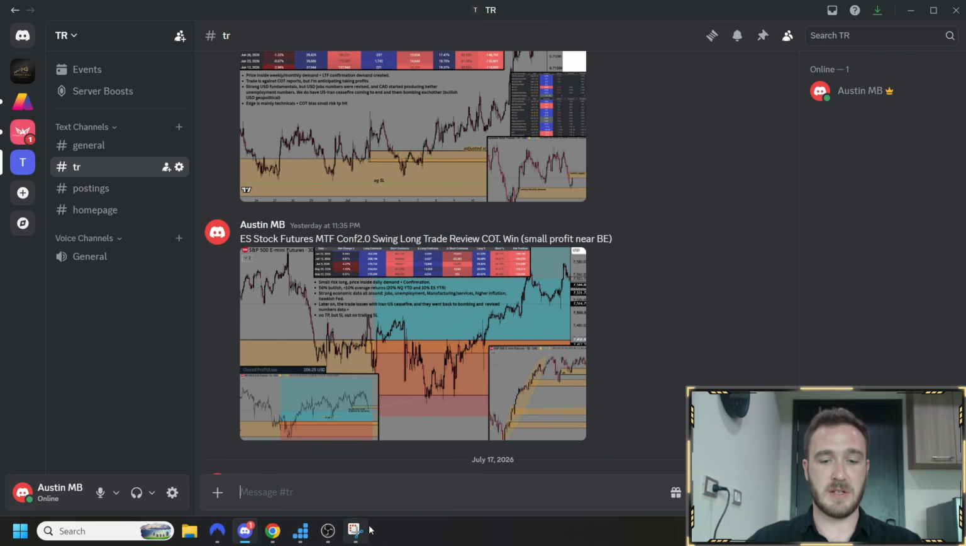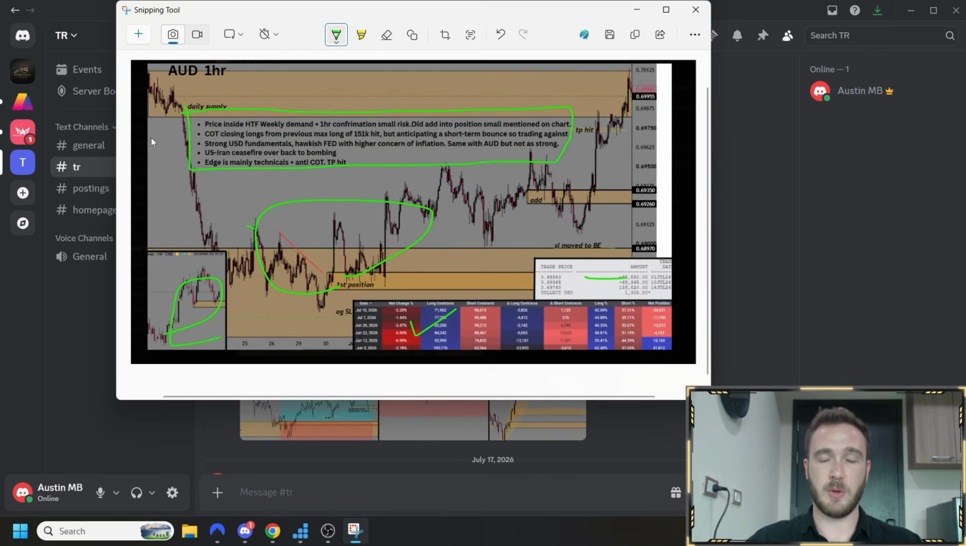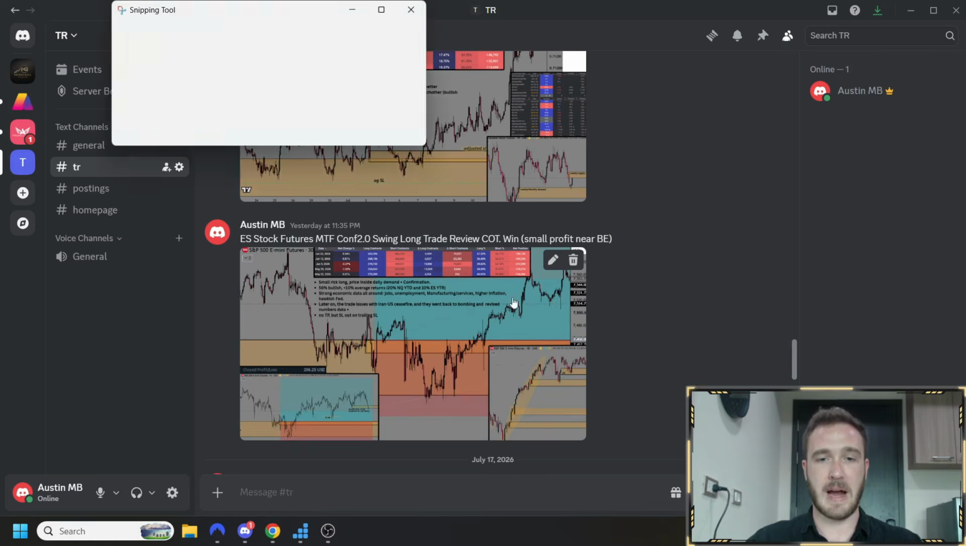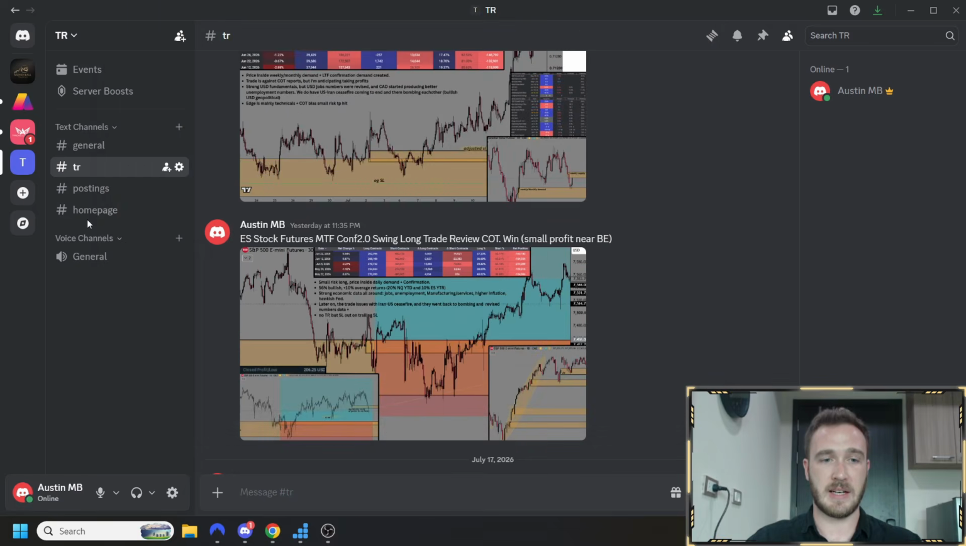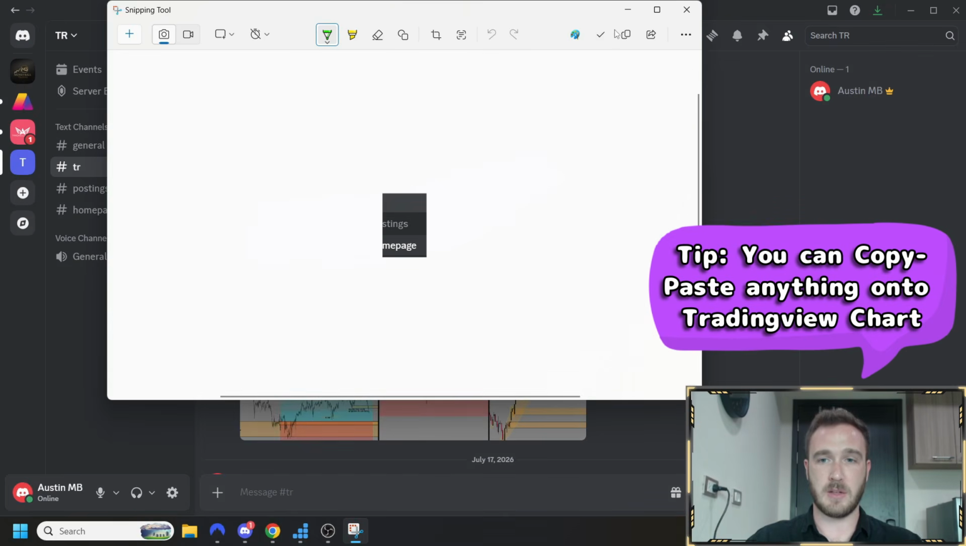One of your best friends will be the snipping tool. If you use Windows as your operating system, the snipping tool is just a click and drag, and it takes a photo of whatever you clicked and dragged. So that's a nice little tool for you.